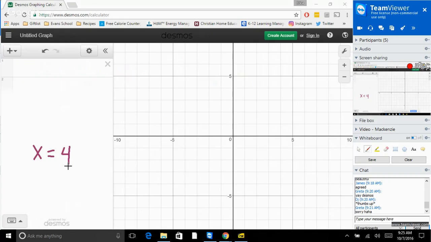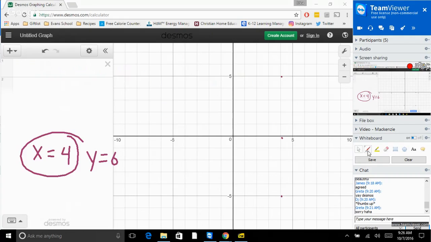So if x equals 4, then what does y equal? Like when y equals 0, what does x equal? Well, x always equals 4 no matter what, right? So when y is 0, x equals 4. When y is 5, x equals 4. When y is -5, x equals 4.